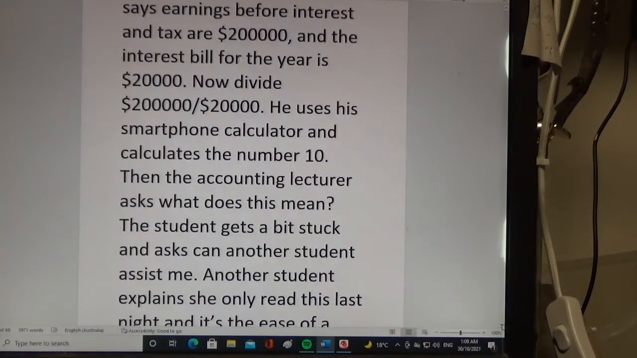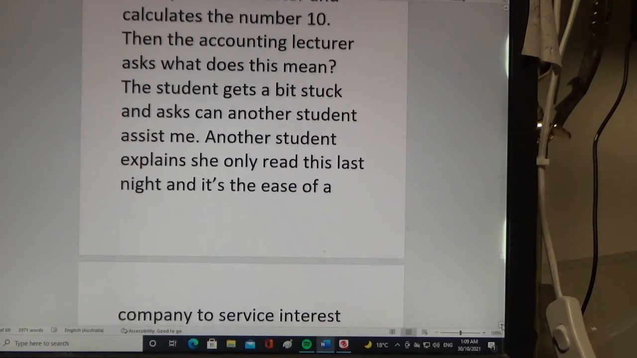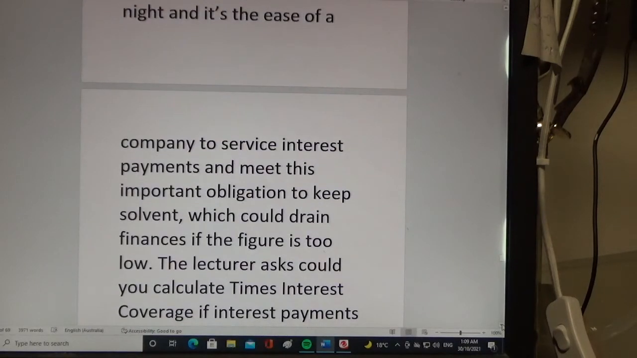Then the accounting lecturer asks him, what does this mean, 10? The student gets a bit stuck and asks another student, please assist me. Another student explains she only read this last night and it's the ease of a company to service interest payments and meet short-term obligations to keep solvent. If they don't, it could drain the finances of the company if that figure is too low.